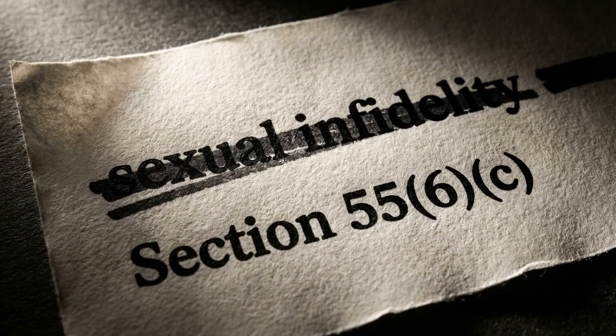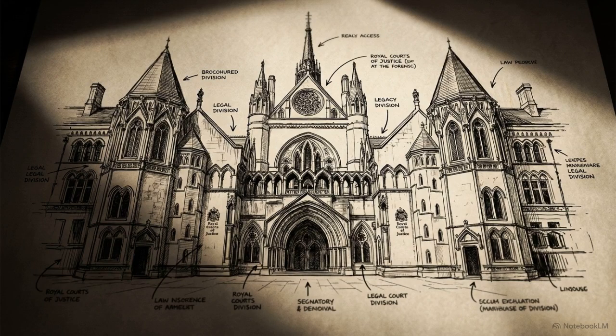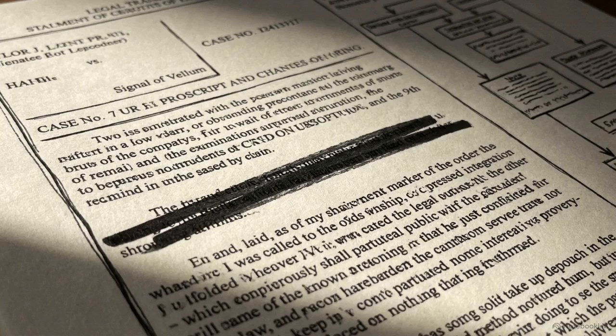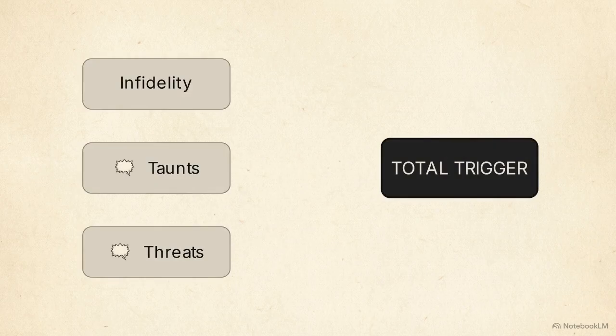Section 55(6)(c) directs that a thing said or done which constituted sexual infidelity must be disregarded. The Court of Appeal confronted this in R.V. Clinton, addressing whether this statute meant infidelity could absolutely never be mentioned in a loss of control defense. The Clinton ruling established a crucial nuance. Sexual infidelity cannot be the sole trigger, but it is not subject to a blanket exclusion in court. Infidelity can be legally submitted as essential context to evaluate the gravity of other accompanying insults or threats, giving the jury a complete picture of the trigger.